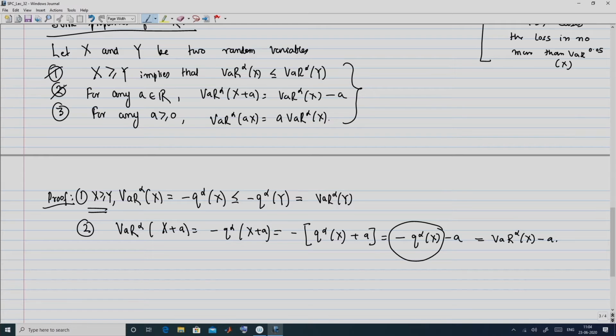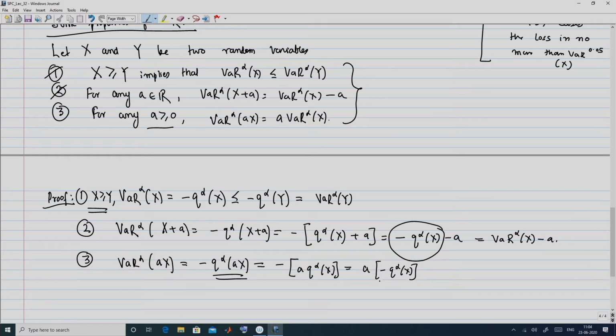So, we have proved these two results, and for the last result we have VaR alpha of aX. Remember, a is greater than or equal to 0. This is going to be minus of q alpha of aX by definition, that is minus of the upper quantile of aX, and by the result for quantiles the upper quantile of aX is a into q alpha of X, so this can be written as a into minus q alpha of X, and this by definition is a VaR alpha of X.